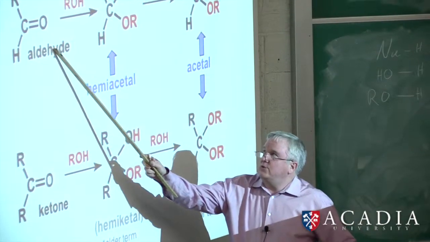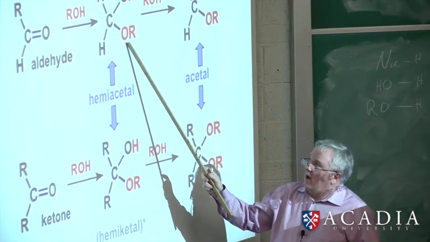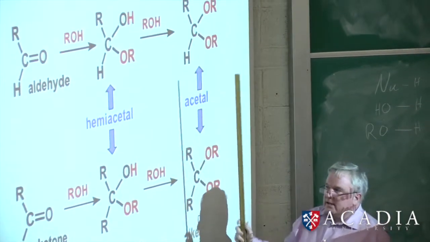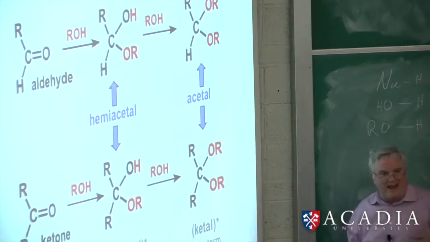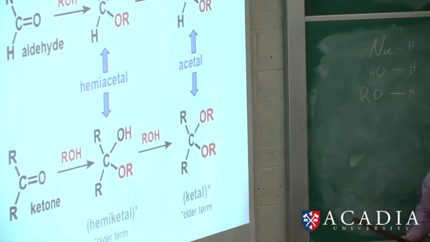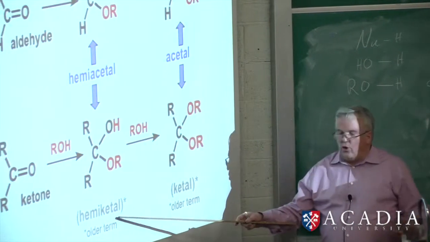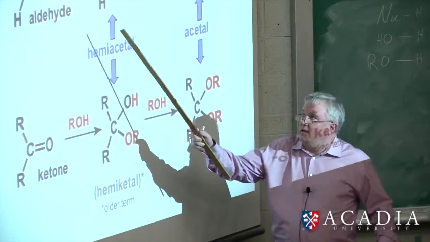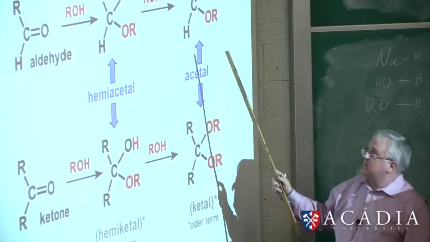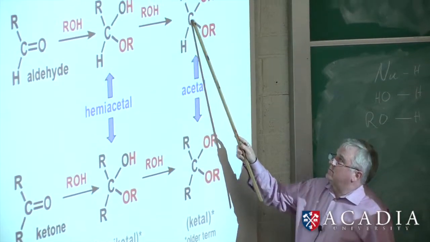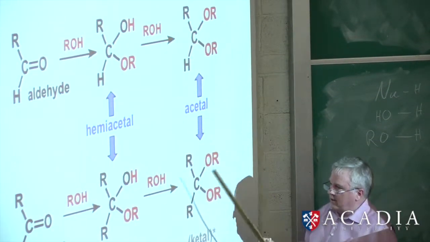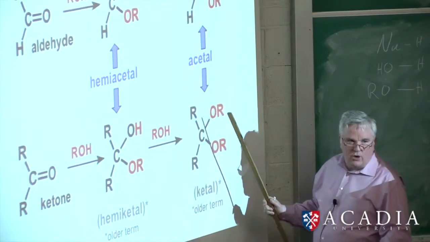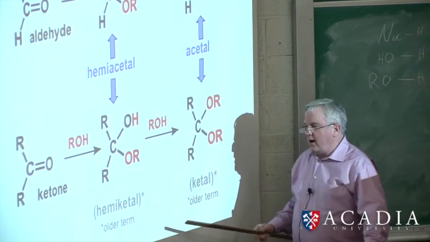So aldehydes react with alcohols to give a hemiacetal, which will react with another molecule of alcohol to give an acetal. Ketones do the same thing, but what you may find in older textbooks and a lot on the internet is an older nomenclature. Ketones make ketals and aldehydes make acetals. The only difference is with acetals there's a hydrogen bonded to that carbon, and with ketals there is no hydrogen bonded to the carbon which has the OR groups on it. Okay, so you may find that.